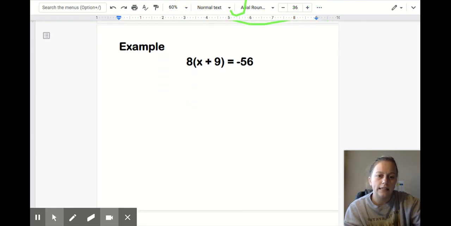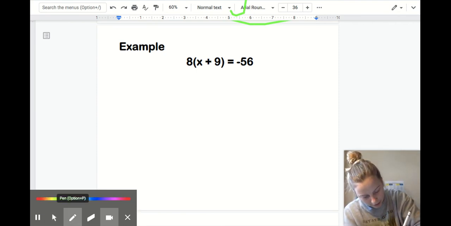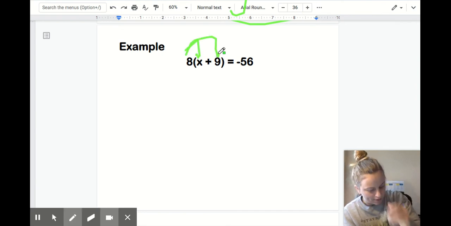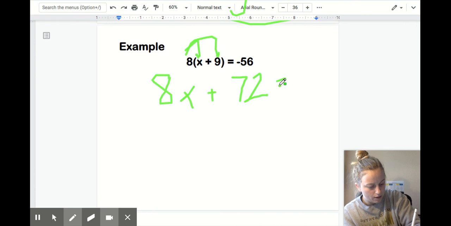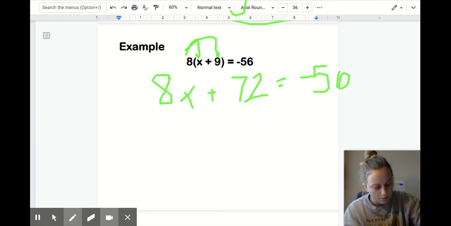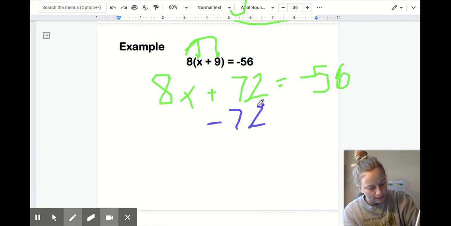This is like one of the examples, or one of our warm-up questions today. Personally, I like to apply the distributive property here. So 8 times x and 8 times 9 to get my new equation of 8x plus 72 equals negative 56. Okay. Then I can get rid of the plus 72 by minusing 72 on both sides.